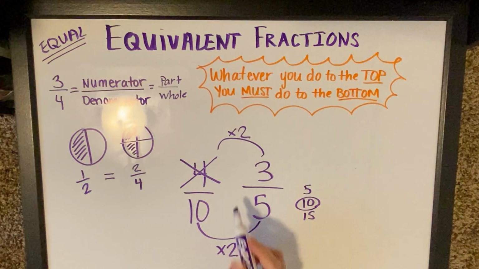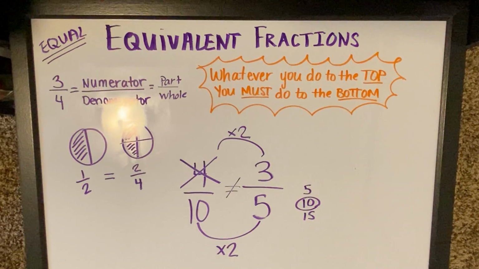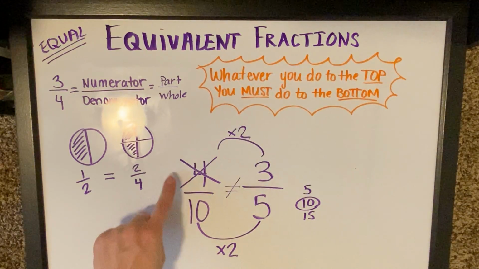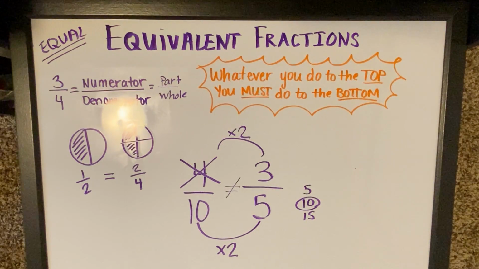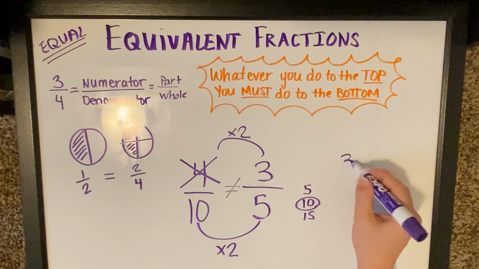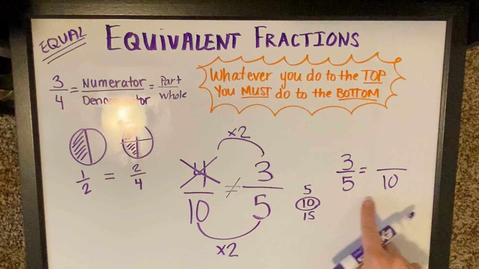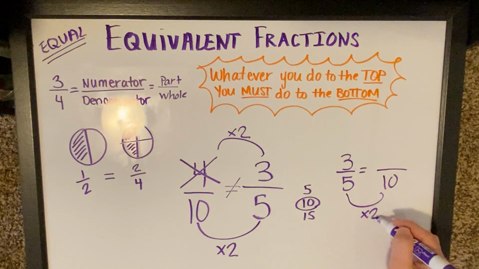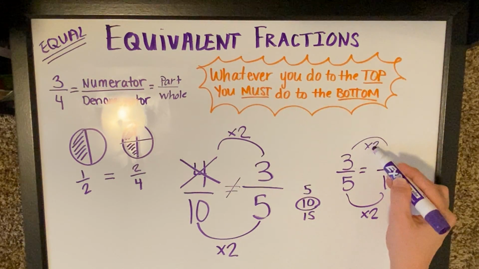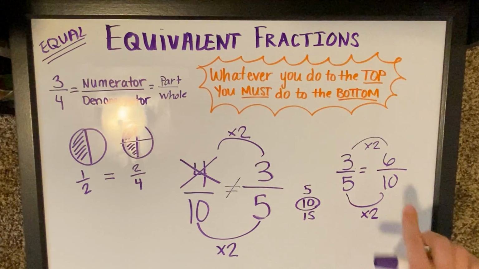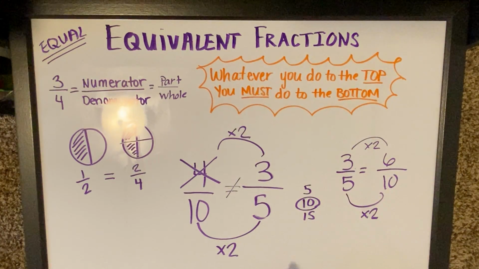Okay? So these are not equal because what I do to the bottom, I cannot do to the top and get the same fraction. If I wanted to find what was equal to 3/5, I'd do the same strategy that we just practiced. 5 times 2 is 10. 3 times 2 is 6. So I know that 3/5 is equal to 6/10, not 4/10. And I do this by using my multiples.